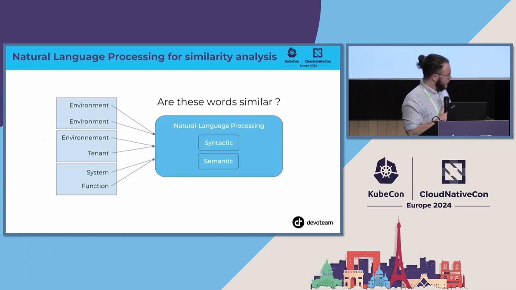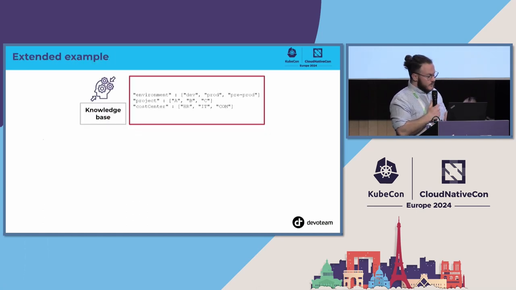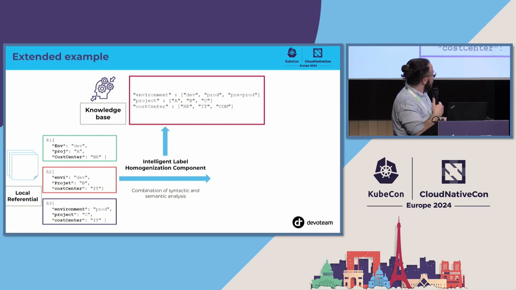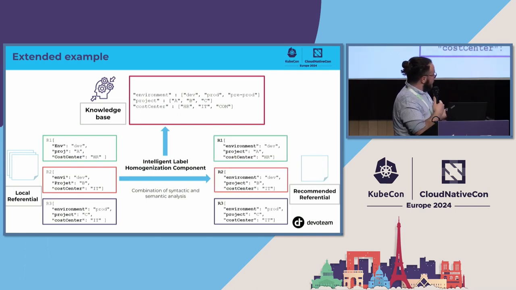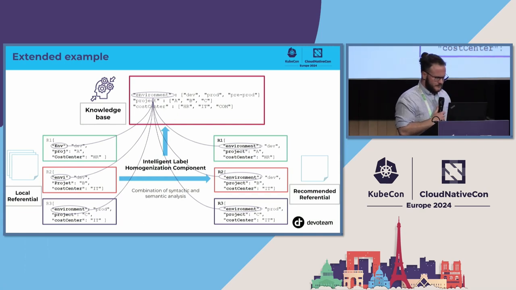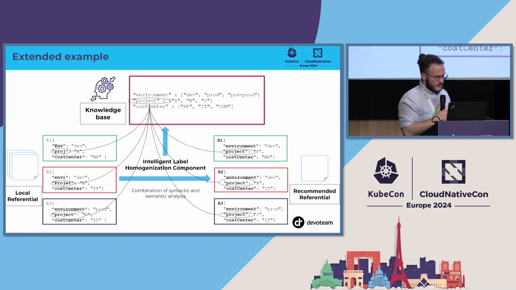So just to elaborate the example, I have a slide with the knowledge base, which is the one I presented to you. Now you have three resources, which are labeled in their own way. So you have env, envy, environment. Then we will use our intelligent label homogenization component, which is, as I said, a combination of syntactic and semantic analysis. And it will get a recommended referential that you can apply on your cloud native architecture. So just to be sure we understand, these three pieces of information will be grouped as environment with syntactic and semantic analysis, and then applied on the several resources as environment. Here we just consider the key of the label, but it could also be on a value if you want. And another example for project would be the same thing, and cost center is okay.